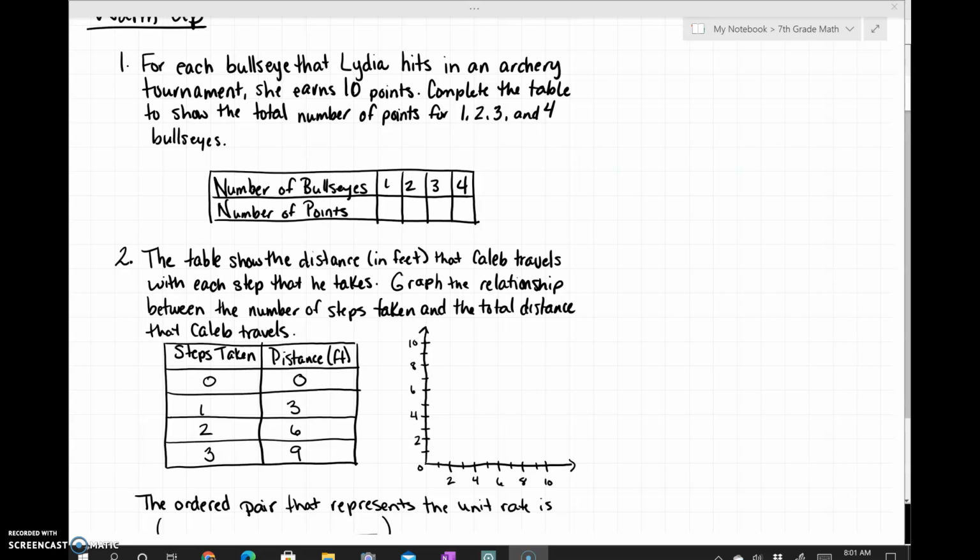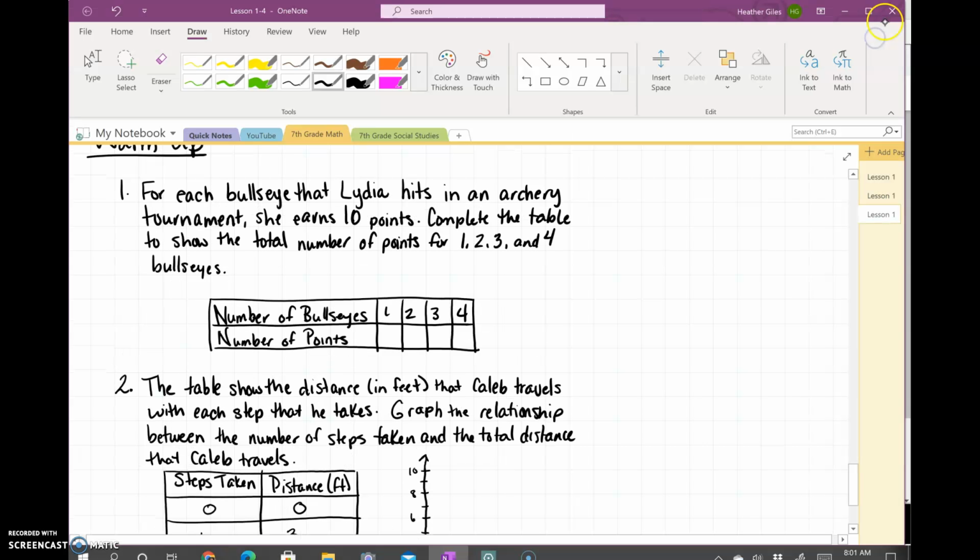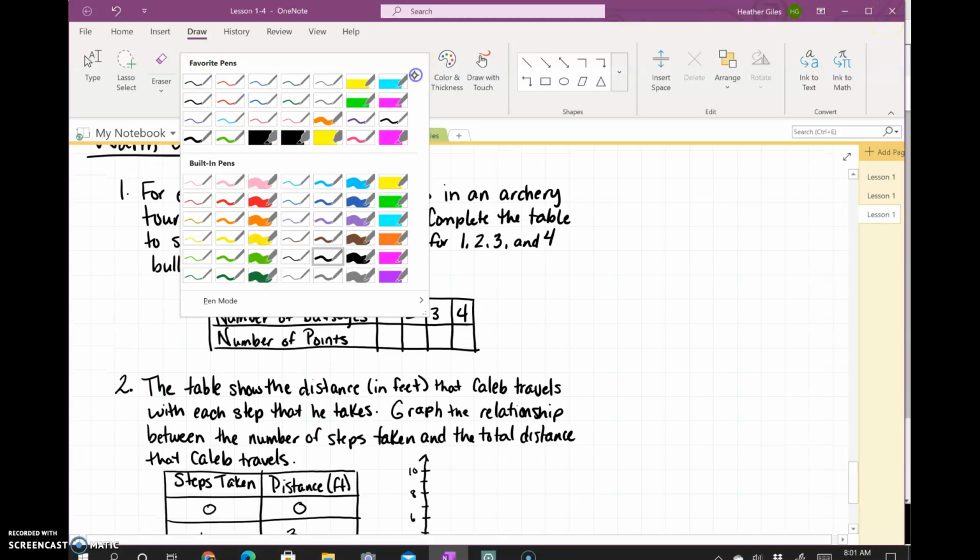Alright, question 1. For each bullseye that Lydia hit in an archery tournament, she earns 10 points. Complete the table that shows the number of points for 1, 2, 3, and 4 bullseyes. So let's change my pen color because black on black is no fun. Let's do green today.